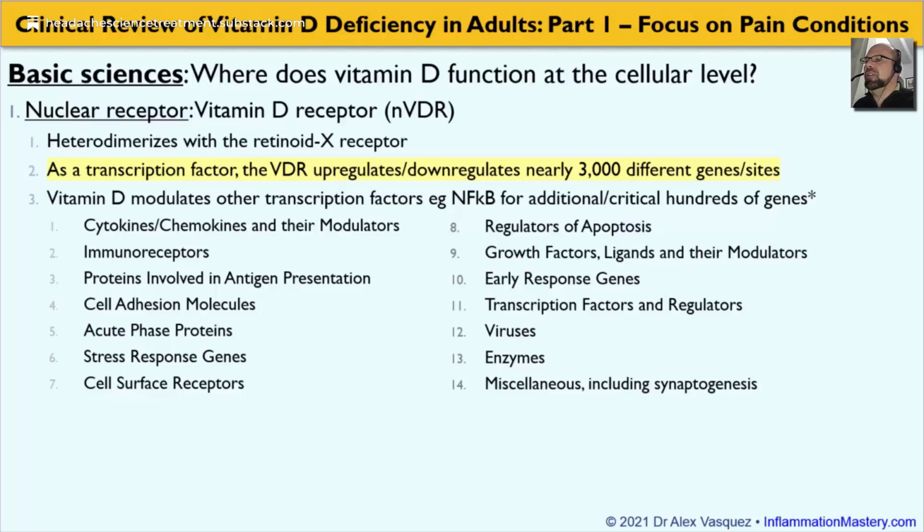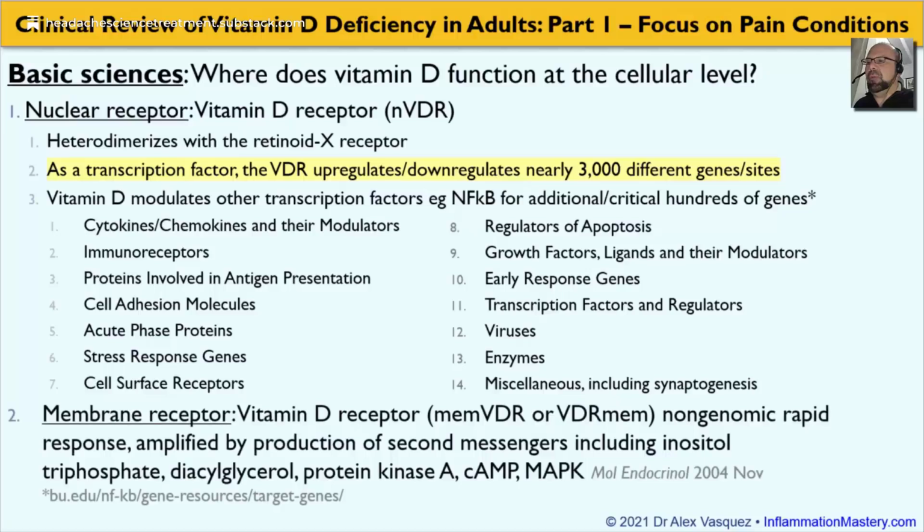But that's not all. So the basic science question again that I'm asking is, where does vitamin D function at the cellular level? Most people who know about vitamin D would say the nuclear vitamin D receptor, but a lot of people wouldn't know about the membrane receptor for vitamin D. So this is called the MEM-VDR or the VDR-MEM. This is a non-genomic rapid response receptor which amplifies the effects of vitamin D through second messengers, including inositol triphosphate, protein kinase A, and cyclic AMP. So basically with vitamin D, we see changes in nuclear transcription, and we also see rapid response changes at the level of the cell membrane.